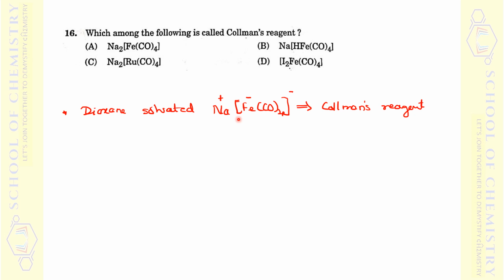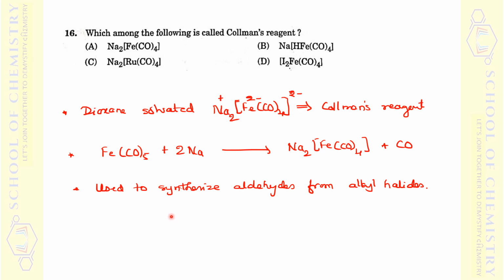So this reagent, sodium tetracarbonylferrate, can be considered to be Collman's reagent, and it can be prepared by reacting Fe(CO)5, iron pentacarbonyl, with sodium metal. Sodium metal donates, two of the sodium atoms can give 2 electrons to Fe, and one of the CO is kicked out, and the reaction produces Na2Fe(CO)4. Here I have missed a 2, so it should be 2 minus, and the charge should also be 2 minus. So it will be this reagent form, which is now known as Collman's reagent.